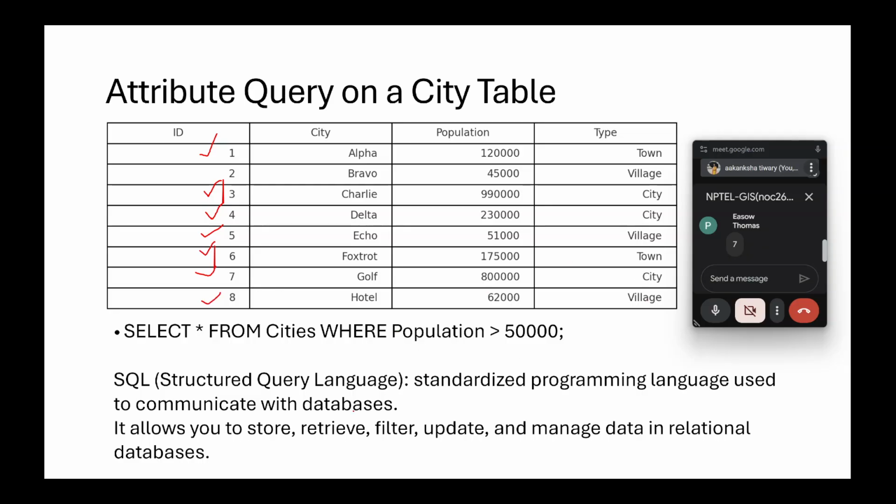Seven of them are going to get selected because they have population greater than 50,000. Okay. So now what is SQL? SQL is structured query language. This is a standardized programming language that is used to communicate with the database. So in your QGIS, you have to use this structured query language, and using this you can get or filter that information.